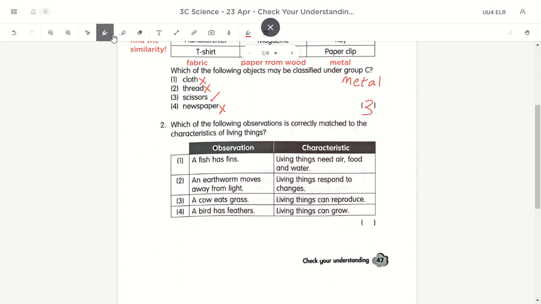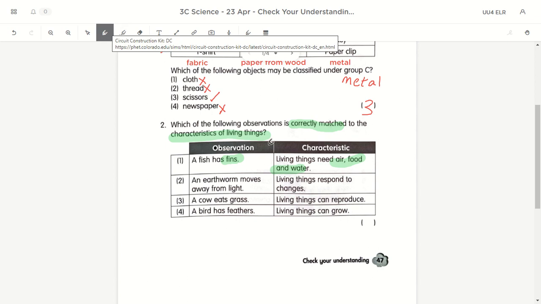Which of the following correctly matches the characteristic of living things? Once again, you know that there are four characteristics of living things, which is all these four over here. Need air, food, and water to survive, respond to changes, reproduce and grow. These are the four characteristics of living things. So you need to match them according to the observation that they make. Okay, so having fins and need air, food, and water to survive, there is no link between these two. Having fins doesn't show that you need air, food, and water to survive. So this is wrong.